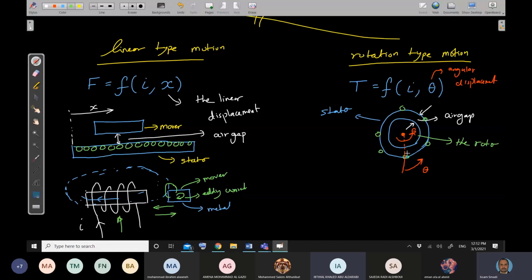But in the rotation type, the rotor is rotating, it will spin on the same axis. Here the gap is changing, correct? According to this distance. If the metal is moving toward this direction, then the gap will be reduced. If the metal is going in the opposite direction, the gap will increase. Here, the gap all the time, according to this plot, is uniform, because here I'm assuming a cylindrical rotor. This is called a cylindrical type machine.